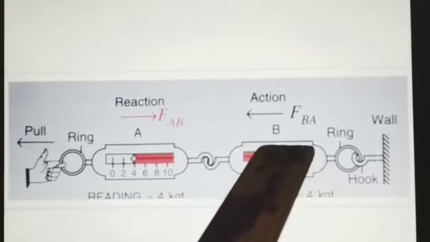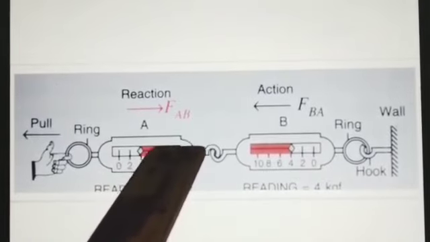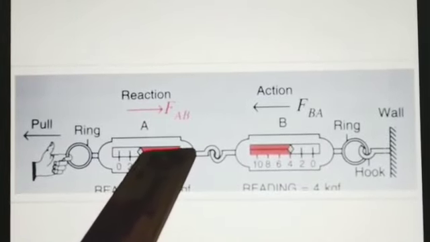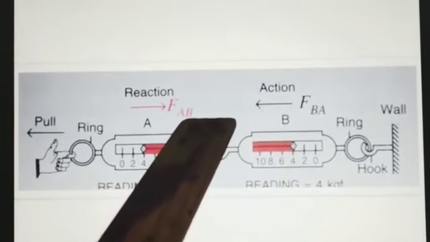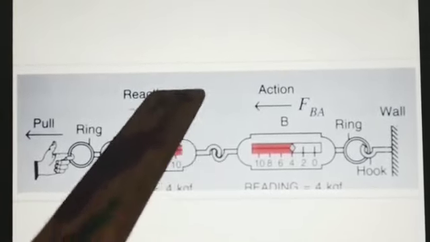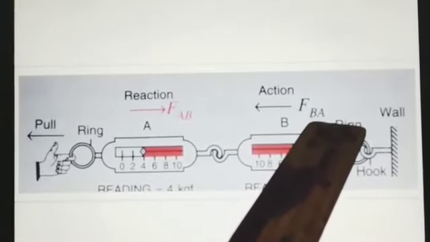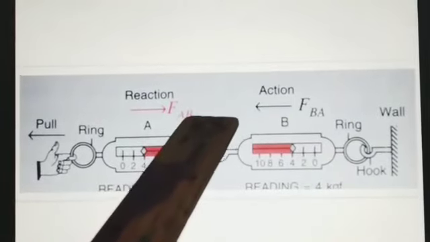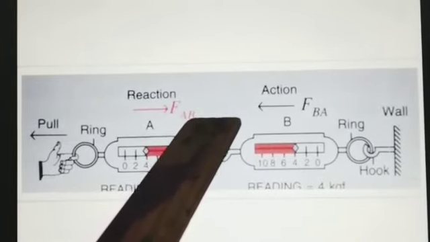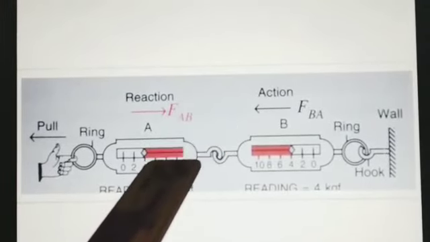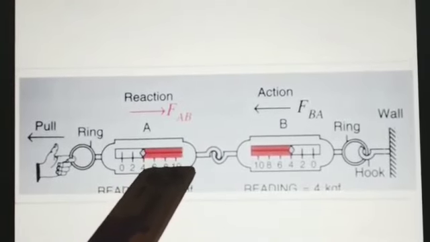Now this will exert a force on this spring. The force which acts on spring A by B, that is the reaction force. Action force is the force which acts on B by A, and reaction is the force which acts on A by B. Then you see the value. You can see that this is also 4 kgf.